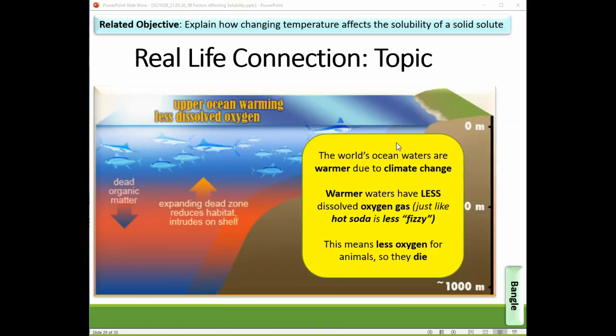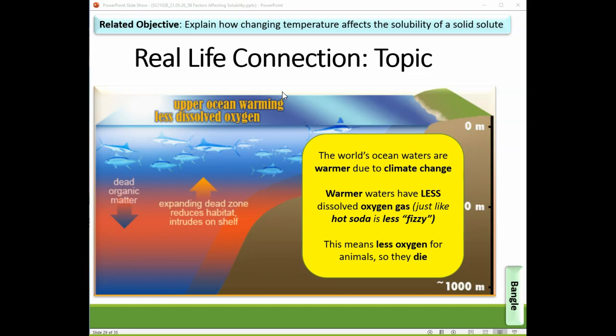Okay, so this is a real life connection here, which is that our oceans are experiencing a similar phenomenon to our soda. So as we have climate change, the overall temperature of the earth on average has been increasing during the past few years, which means that the oceans are also getting warmer. All right, so once you have warmer waters, that means that you have less dissolved gas. Now for our soda, that just means less CO2 gas. Our hot soda is not as fizzy, not a big deal, it's kind of gross.